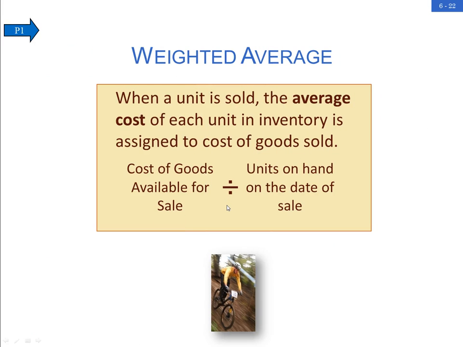Which brings us to our last one, which is the weighted average method, okay? And this is once again an assumption. All we do is whenever we make a sale, we take the average cost of all the units that are in inventory, and we assume that all the bicycles or all the units that we sold all have the exact same cost, which is the weighted average of everything that is in inventory just before we make the sale.